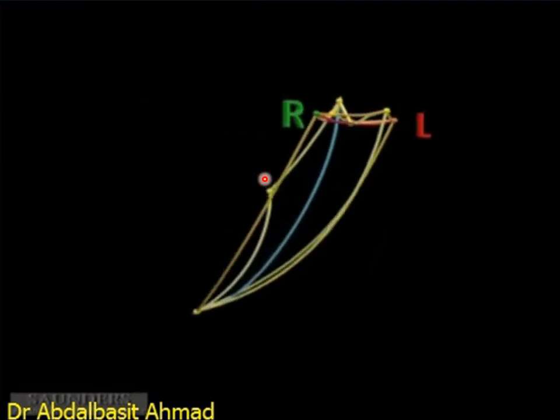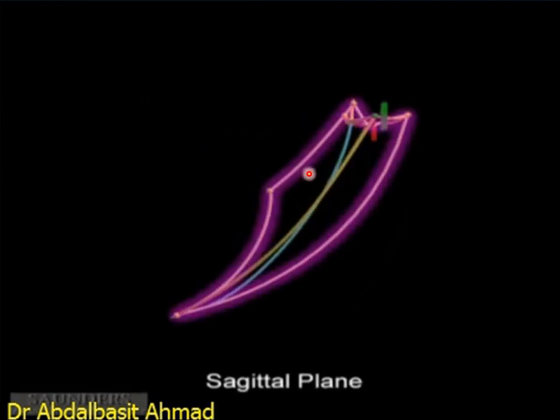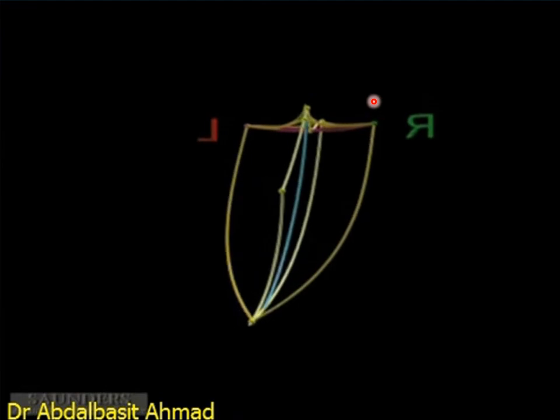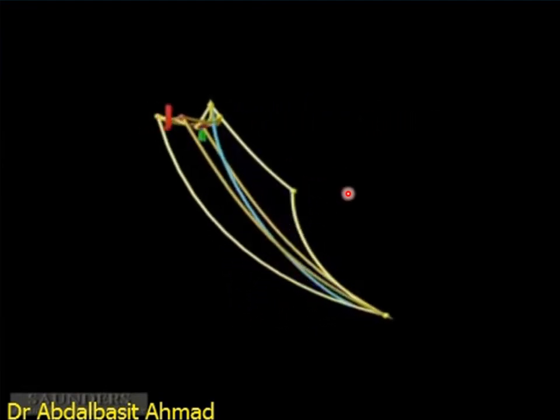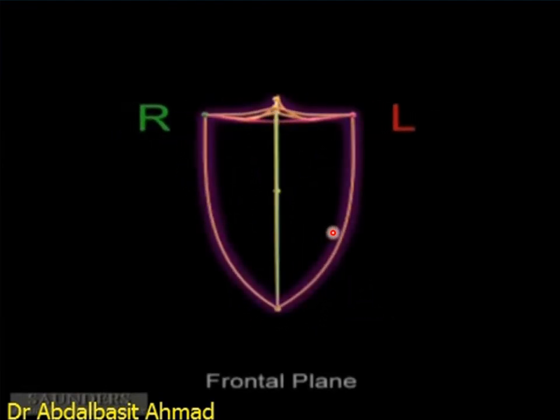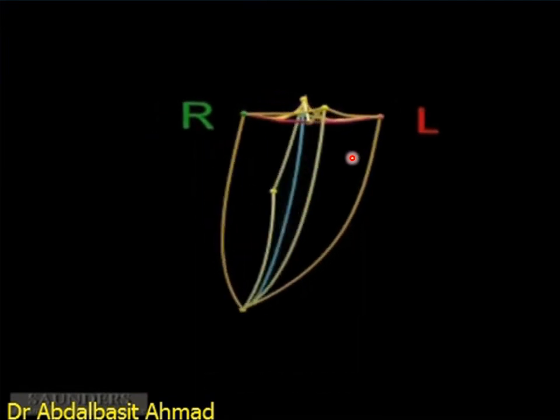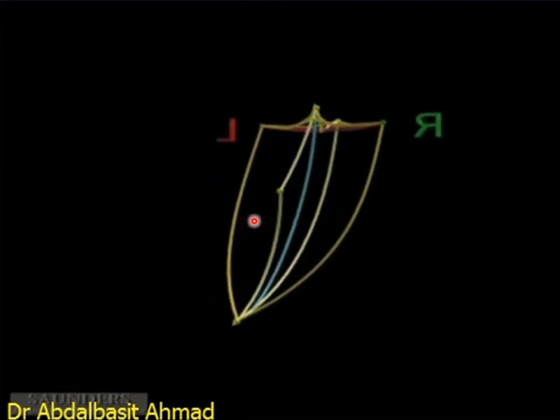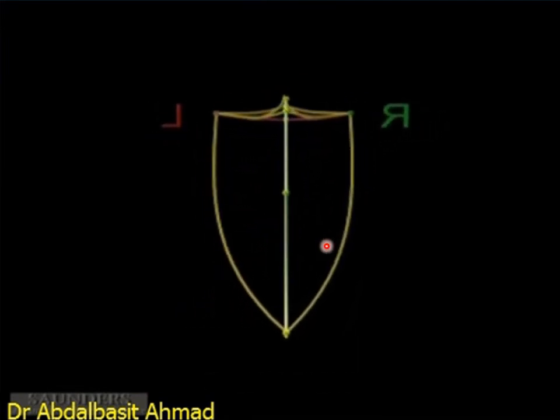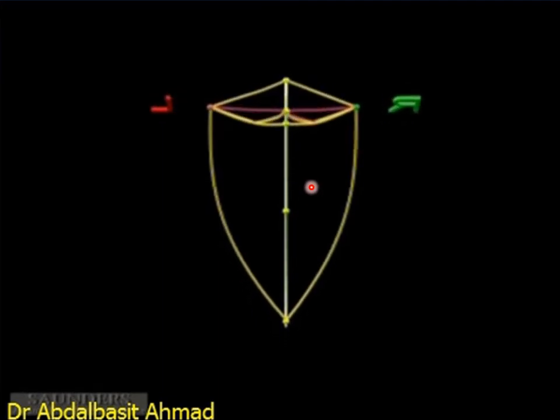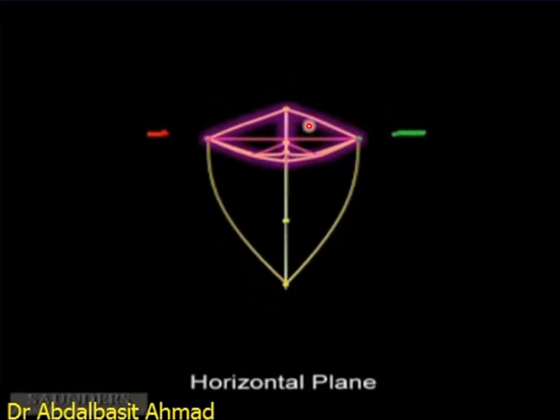For the summarization of the planes of movement, we can see the sagittal plane of movement, and this is the frontal plane of movement, and the horizontal plane of movement for better understanding of the mandibular movement.